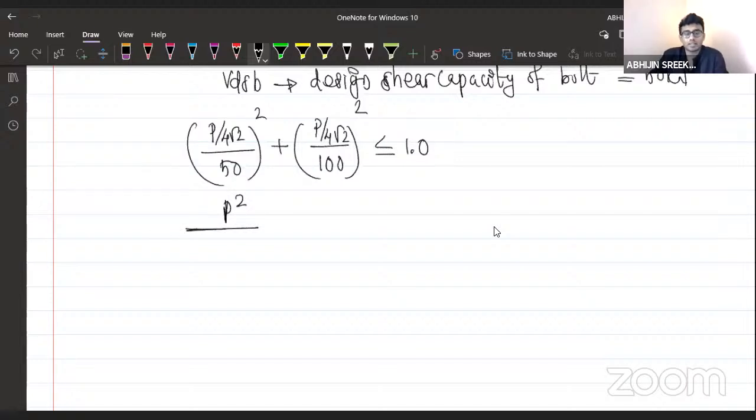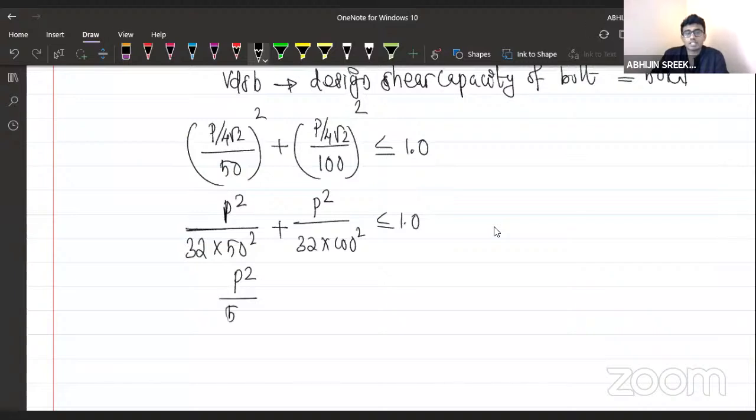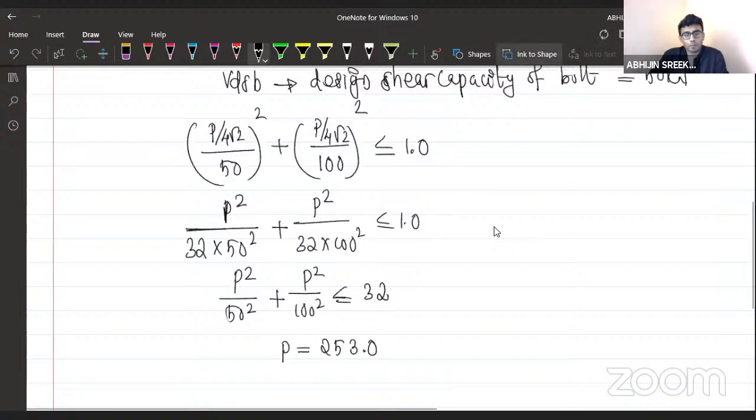So it can write like P square divided by 32 into 50 square plus P square divided by 32 into 100 square should be less than or equal to 1.0. From this, I can write P square divided by 50 square plus P square divided by 100 square will be less than or equal to 32. From this, I need the value of P. Anyone? You will be getting it as 353 point something.